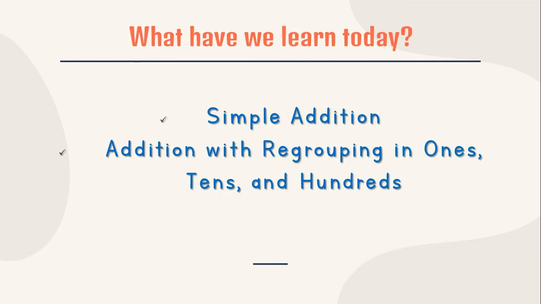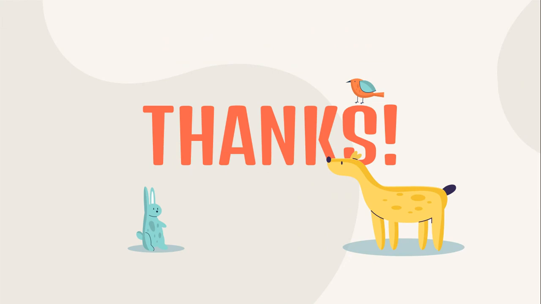So that's all for today. We have learned in this chapter 3 about simple addition with regrouping in ones, tens and hundreds, and mental addition. That's all for today, primary 3. I hope that you can understand it. Don't forget, mental addition is really important in our life.